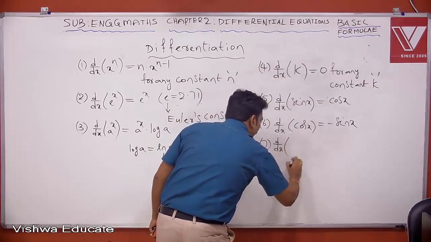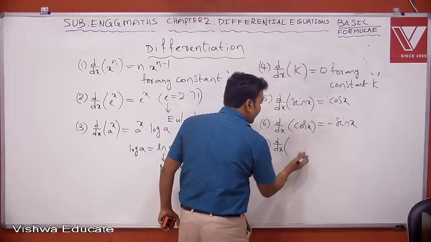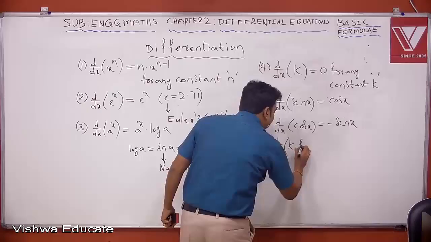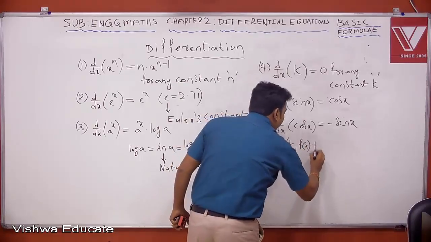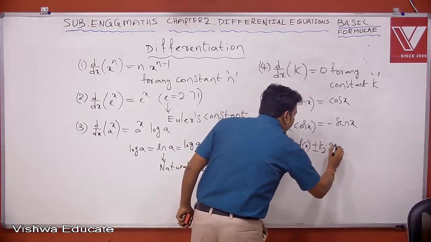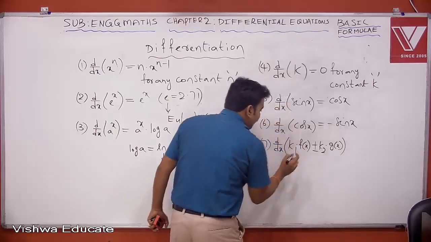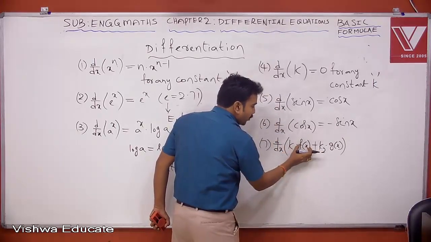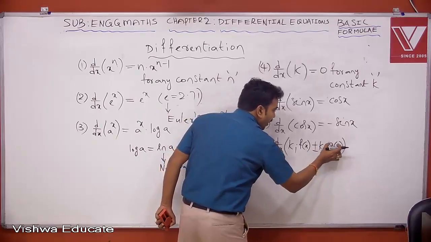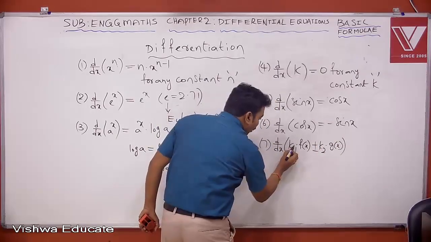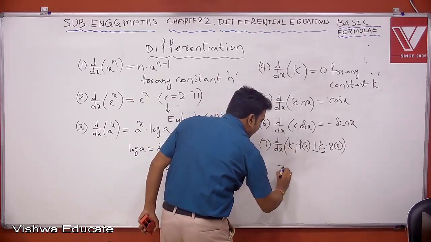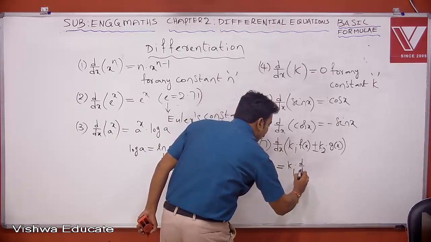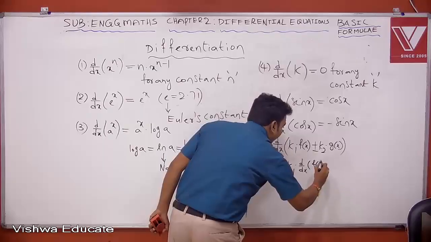Now I write one general formula. Instead of going for tan x, I write some general formula: d by dx of k1 into f of x plus or minus k2 into g of x. So this is a constant, this is a constant. A constant is multiplied with a function of x, and a second constant is multiplied with a function of x. So when constants are multiplied with functions of x, they can be taken before derivatives. Therefore, this is k1 into d by dx of f of x.